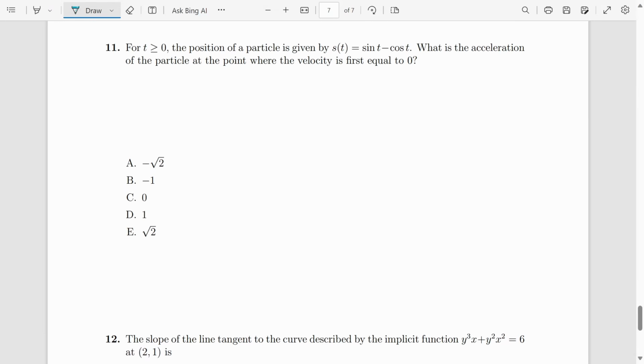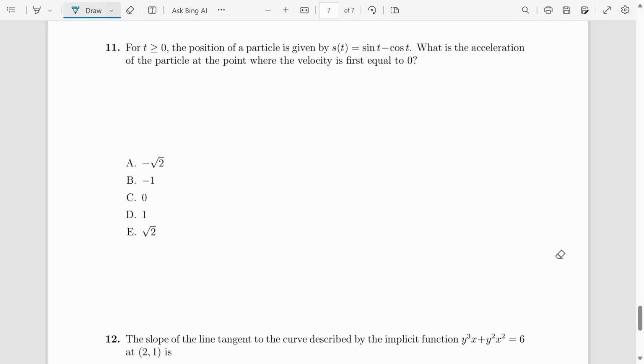Question 11. For any time t greater than 0, the position of a particle is given by s of t, the position function. What is the acceleration of the particle at the point where the velocity is first equal to 0? All right, that's three different derivatives of our position function. We've got the original, which is this, the position function. We've got the second derivative, the acceleration, and the first derivative, the velocity. We're probably going to have to do two derivatives here to get our answer.